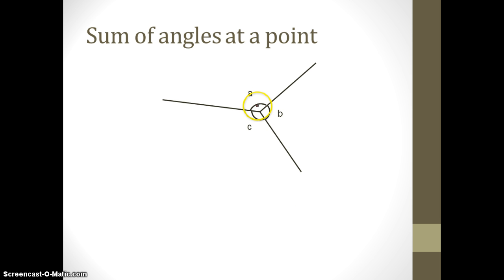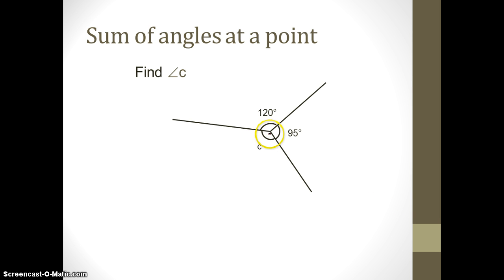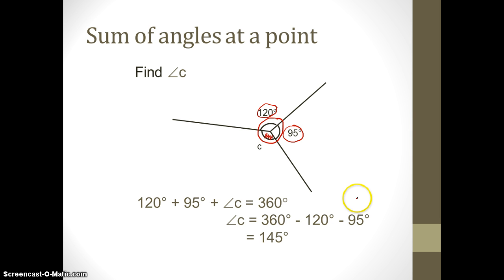So therefore, angle A and angle B plus angle C, if we add up these three angles together, it will give us 360 degrees. Let's find angle C. We know that the whole angle is 360. So angle C would be 360 minus 120 minus 95. Therefore, angle C is 145 degrees.